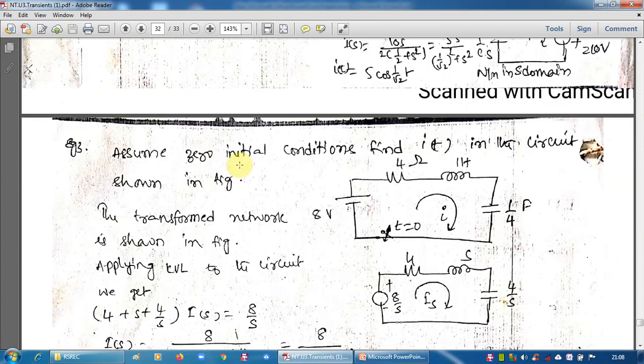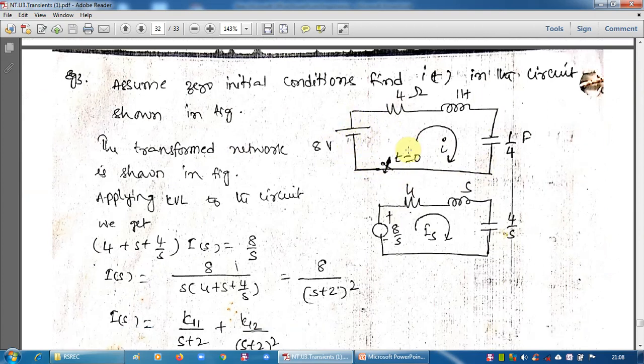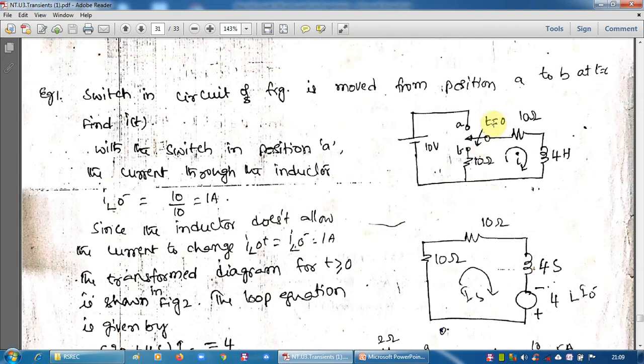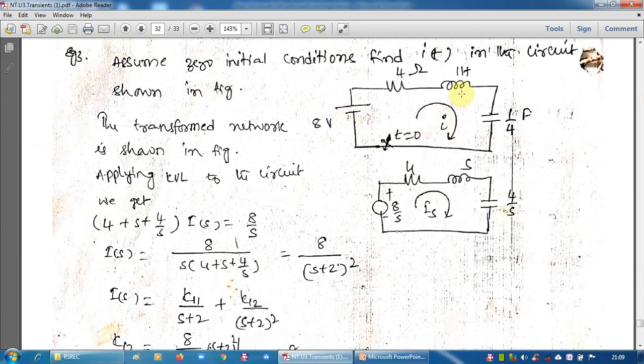Now see another circuit. An RLC circuit is given with a DC voltage of 8 volts. What we did was simply replace it by the transformed network. Here initial conditions are not given, whereas in the previous circuit initial conditions were indirectly given. And in the problem also there are no initial values, no initial current on the inductor and no initial voltage on the capacitor. Therefore the inductor initial current is 0 and the capacitor initial voltage is 0, that we can take.